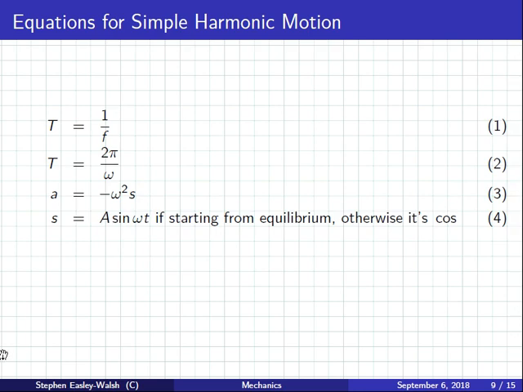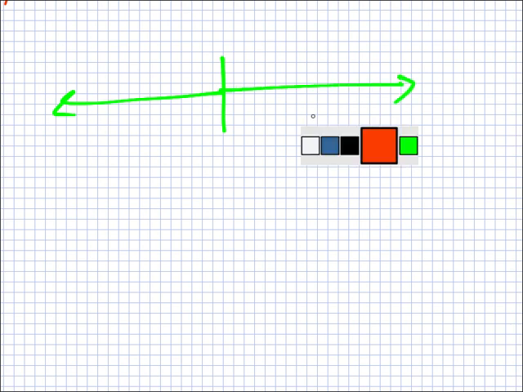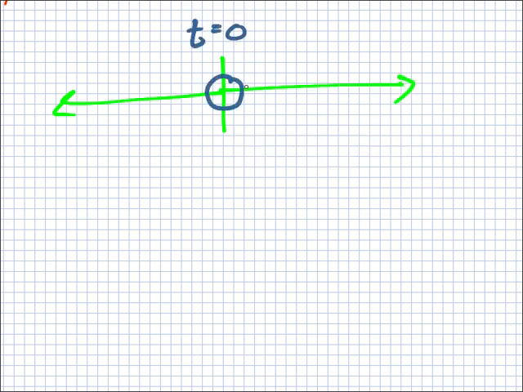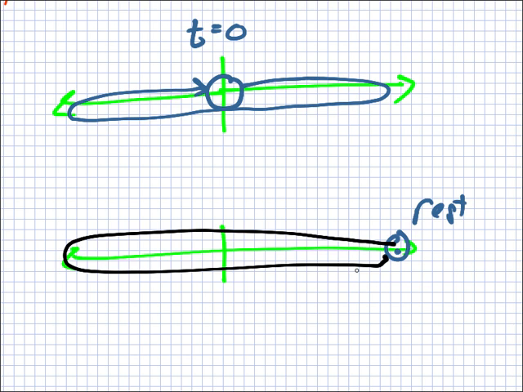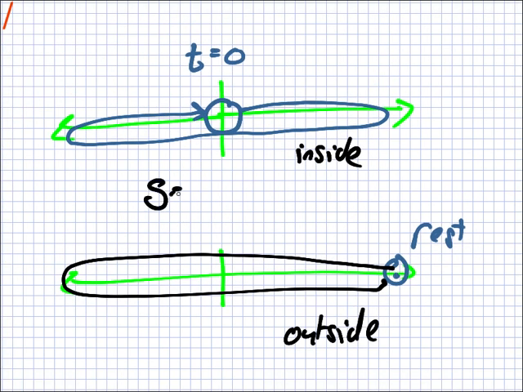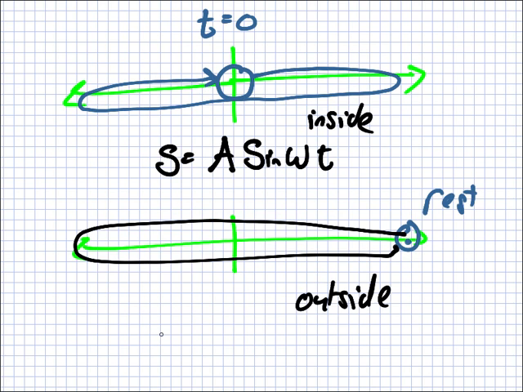The next is the formula for S. Now, there's two situations. Situation one: it could start here and then move right, left, right. And situation two is where it starts here at the end, at rest, and then it'll move left and right. So here we say it starts on the inside, and here we say it starts on the outside. If you want to calculate the S for this one, it's A sine omega t. And if you want to calculate the S here, it's A cos omega t.